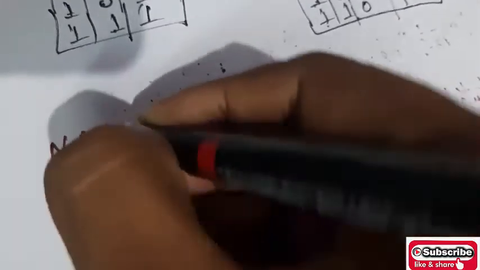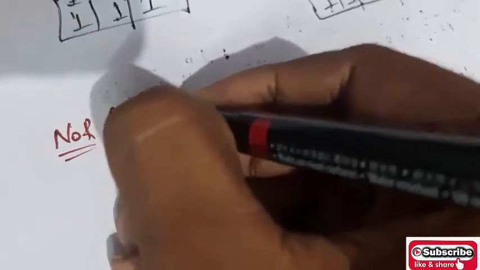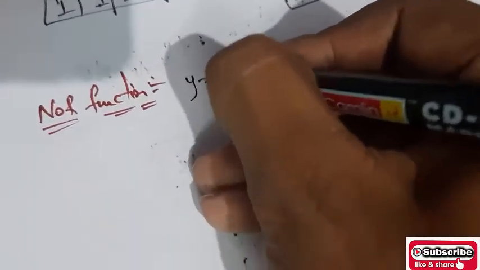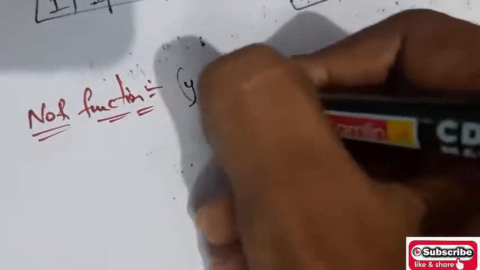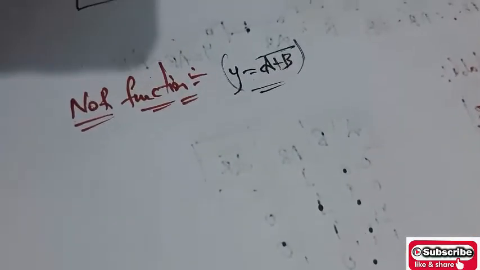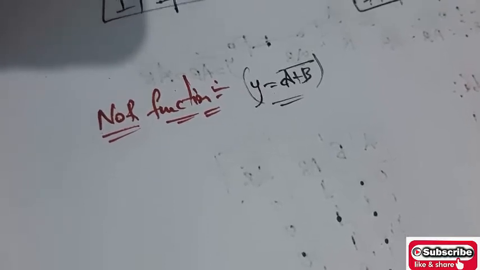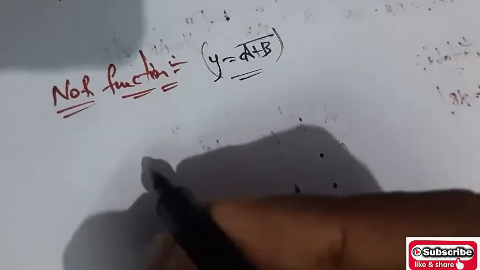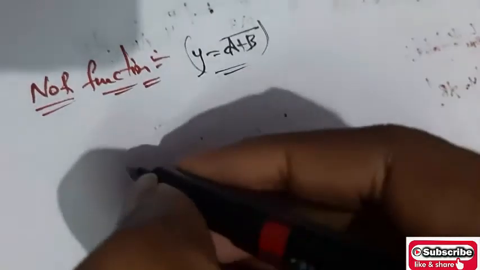Now we can see the NOR function. Y is equal to A plus B bar. Here you can observe the hardware structure for this NOR function.